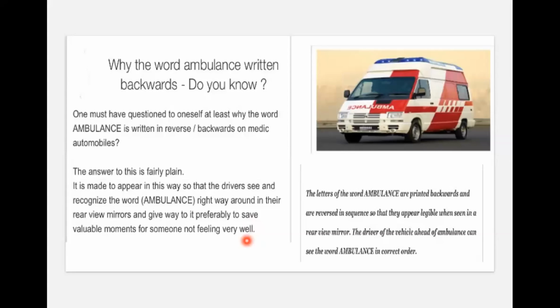Now see, though the word ambulance is written in a reverse manner, its mirror image will get laterally inverted and you will be able to see the correct word ambulance. This is the reason why the word ambulance is written in a reverse manner.